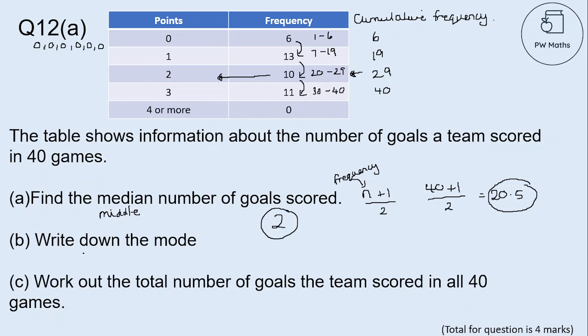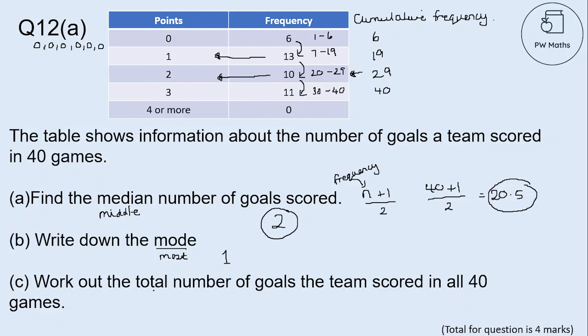The second part of the question asks to write down the mode. Mode means most. It might also be phrased as the modal score. So modal means most. Here we're going to look at the frequency. We're going to find the highest frequency. So the biggest frequency is 13. Your answer is not 13. You do have to look left in the table, and it points the way. 1 point was the thing that happened the most.